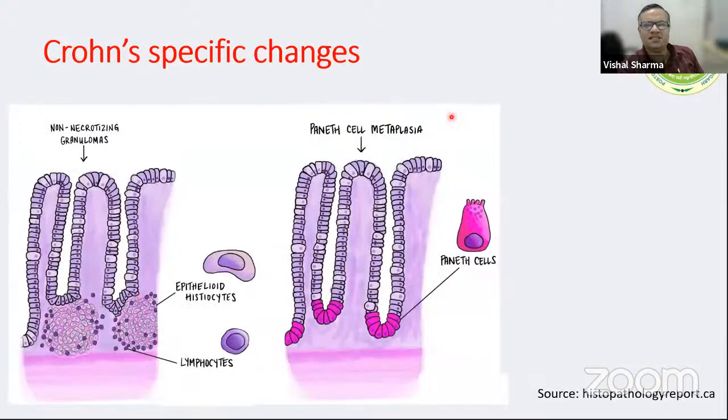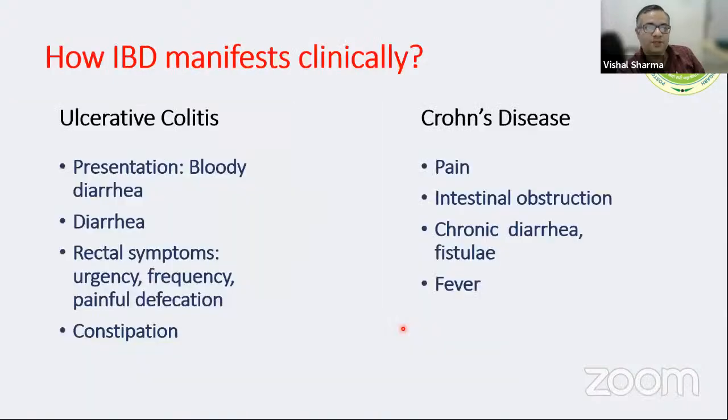And then there are certain changes which are more specific for Crohn's disease. So you could have non-caseating granuloma. So granuloma is a constellation or an area or a nodular kind of an area where there are inflammatory cells. You can see here epithelioid histiocytes, which are kind of macrophages, and then there's a rim of lymphocytes. And then there could be Paneth cells, which are not usually seen in colon, but in Crohn's disease because of inflammation, they may be seen in colon, and that is Paneth cell metaplasia. Both of these findings are considered to be specific for Crohn's disease.